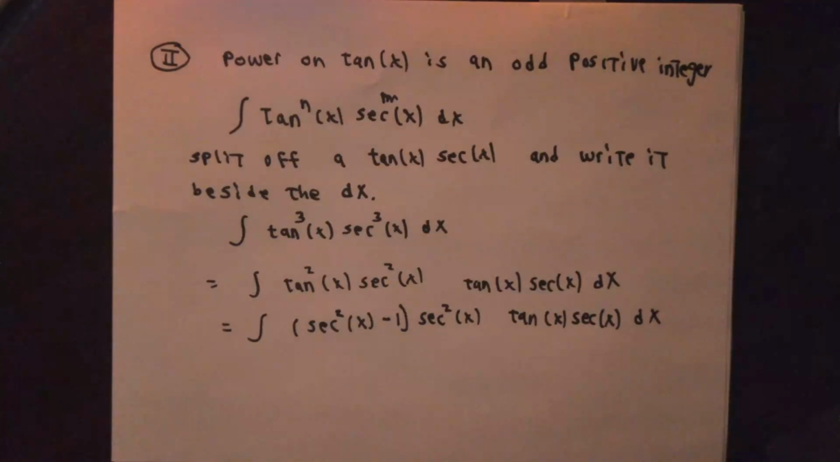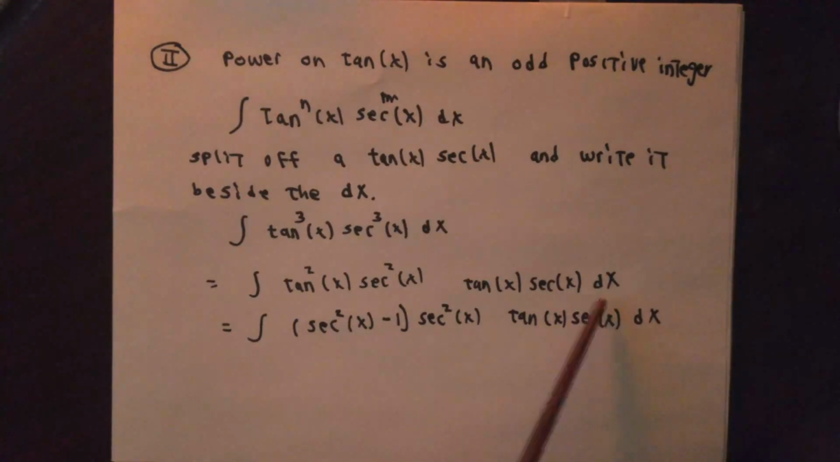For example, let's look at the integral of tangent cubed x secant cubed x dx. The even power on the secant idea is not going to work here because that's not what I have. On the other hand, the power on the tangent is an odd positive number. I'll follow this suggested procedure and factor out a tangent x secant x and group it with the dx.